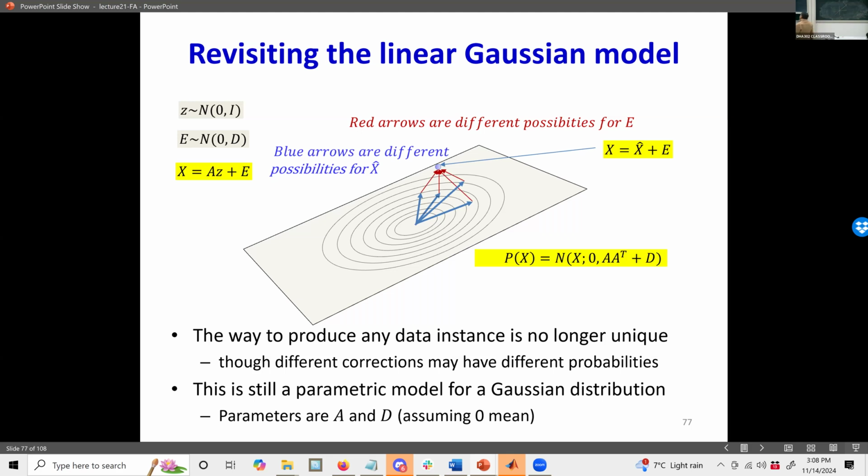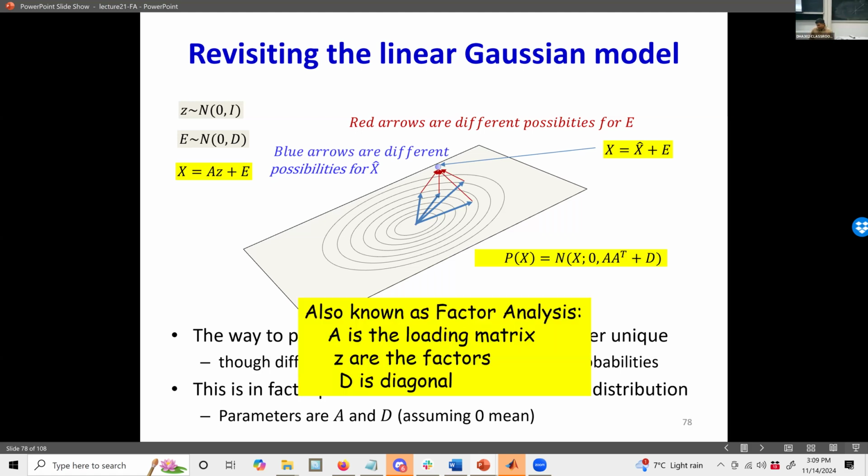The probability distribution of X is simply a Gaussian with mean A times the mean of Z, which is 0, and variance AA transpose plus D. So the probability distribution of X is again specified. And this is factor analysis.